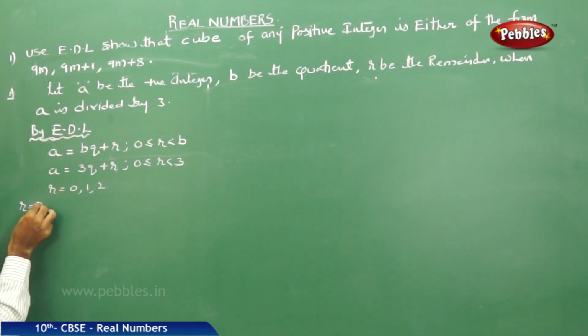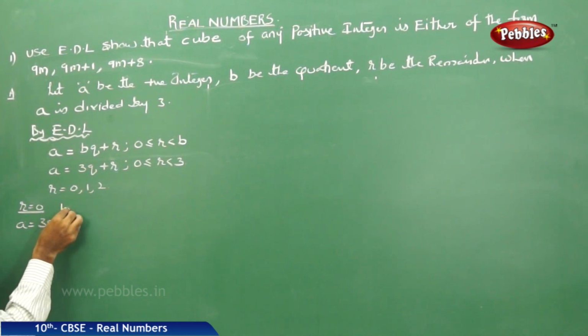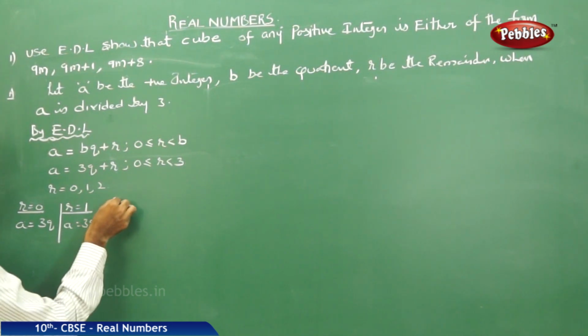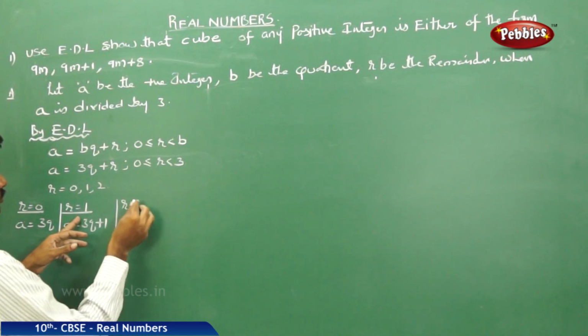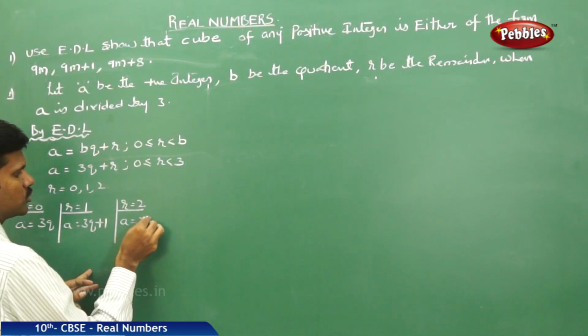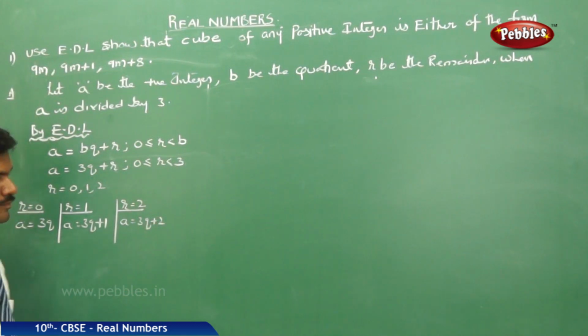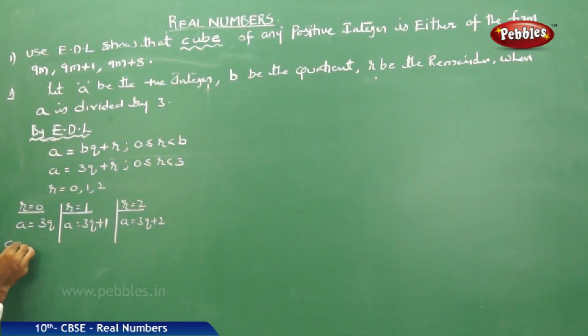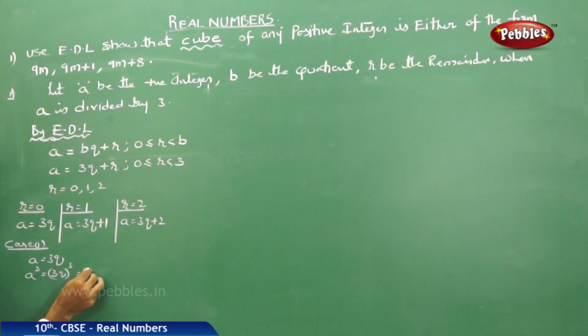Now if r is equal to 0, a is equal to 3q. If r is equal to 1, a is equal to 3q plus 1. If r is equal to 2, a is equal to 3q plus 2. Then consider each case and you have to cube it. Now case 1. a is equal to 3q. Cubing on both sides, a cube is equal to (3q) whole cube, which is equal to 27q cube.